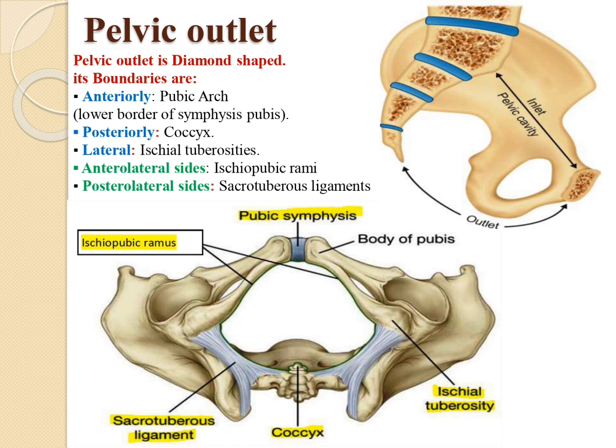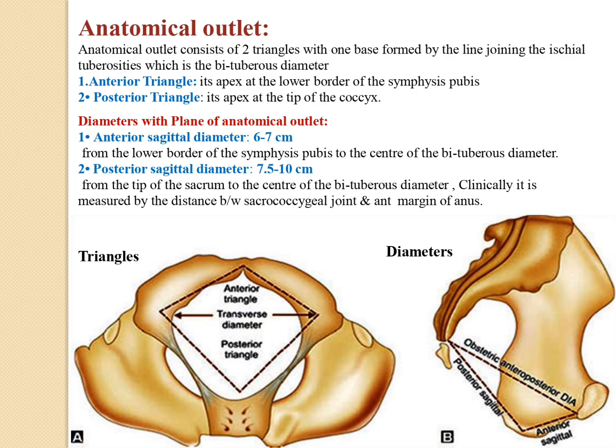Anterolaterally, the pelvic outlet is bounded by the ischiopubic rami, and posterolaterally, the pelvic outlet is bounded by the sacrotuberous ligaments. Anatomical outlet. The anatomical outlet consists of two triangles, an anterior triangle and a posterior triangle, with one base formed by the line joining the ischial tuberosities, which is the bituberous diameter.